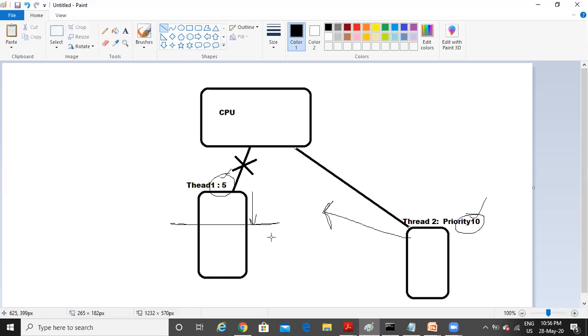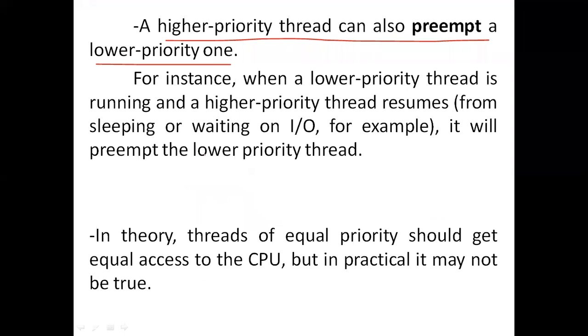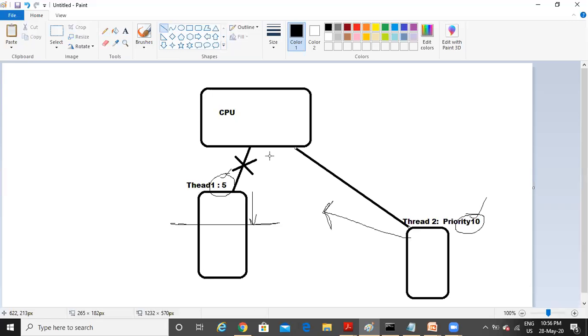So that is the meaning of this point: a higher priority thread can also preempt a lower priority one. What is the meaning of preemption? Forcibly taking the control. Forcibly, thread 1 is going to be stopped and thread 2 is going to be executed. That is the meaning of forcibly.